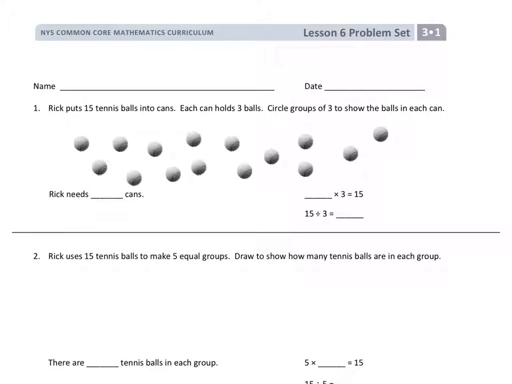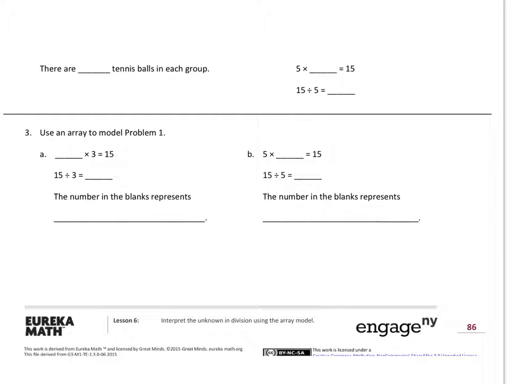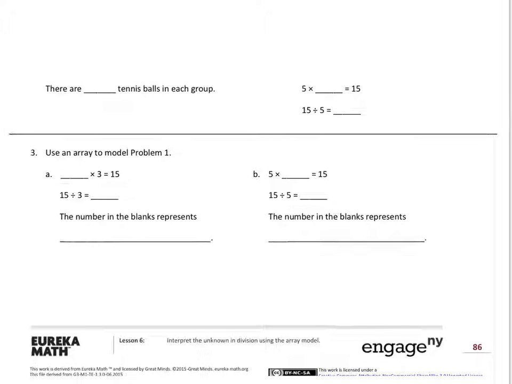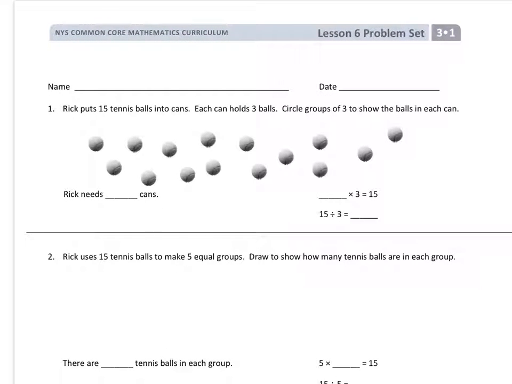Today we're doing Lesson 6 problem set, and it is all about interpreting the unknown in division using the array model. If you remember from our past couple lessons, we have either been interpreting the unknown as the size of the group or as the number of groups. So this time we're going to have to figure out whether the unknown is the size of the group or the number of groups. It's not going to tell us, and we're going to have both ways this time. So we're going to have to use our pictures to help us.